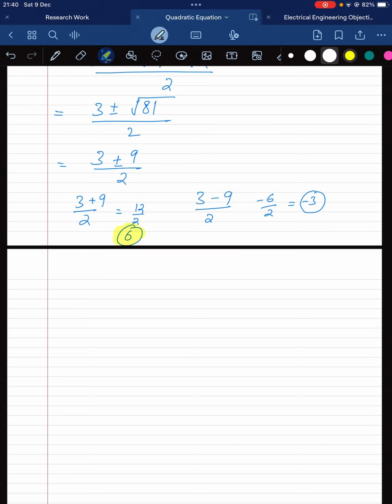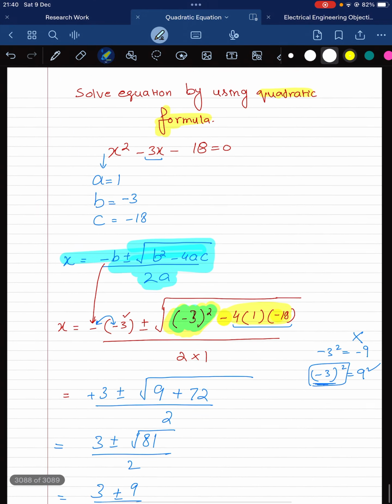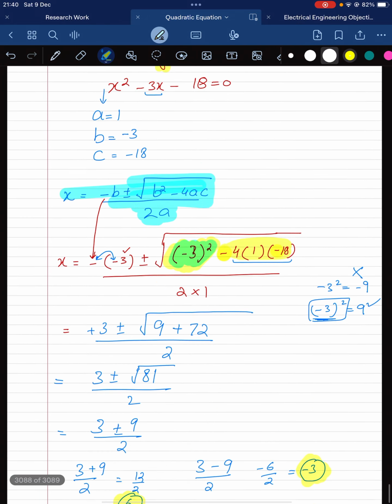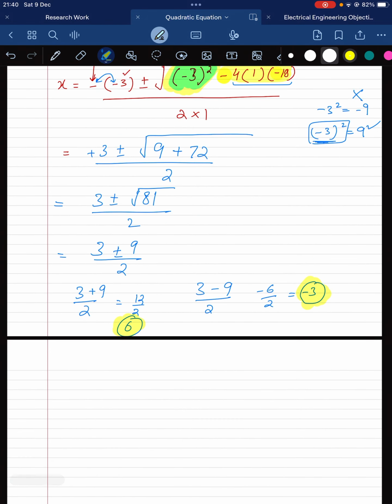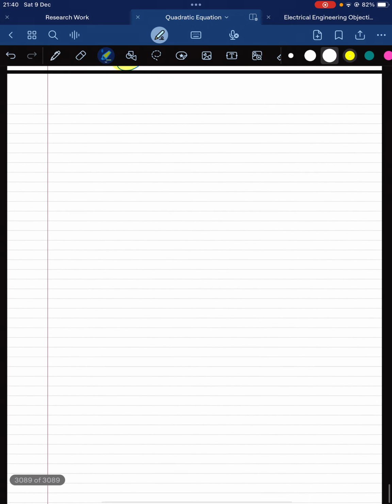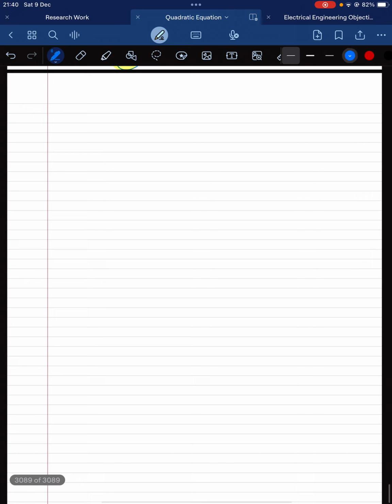Either you solve the quadratic equation by the quadratic formula, or by the middle term break, you will get the same answer. In the previous method we have the same answer, minus 3 and 6. In this method we still get the same answer, minus 3 and 6. These are the questions they could ask you in the paper.